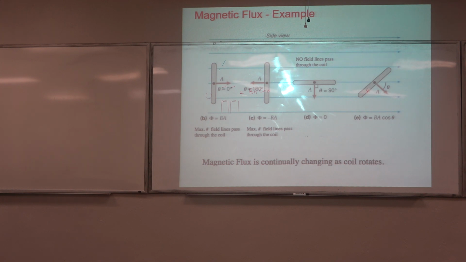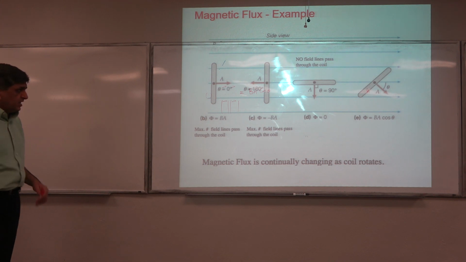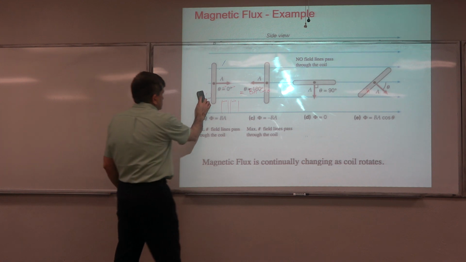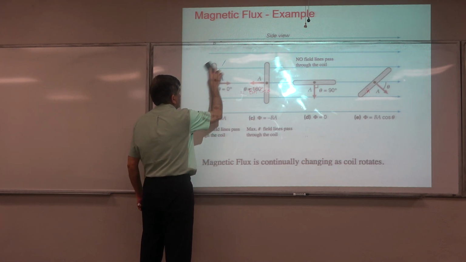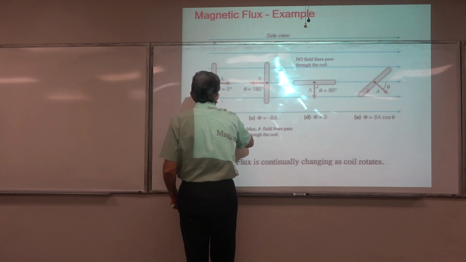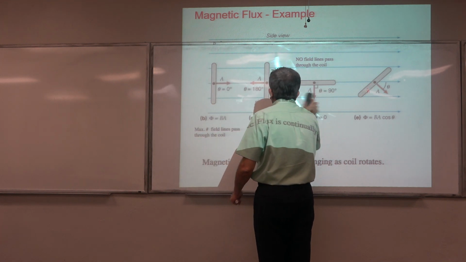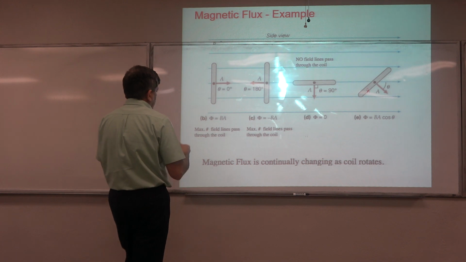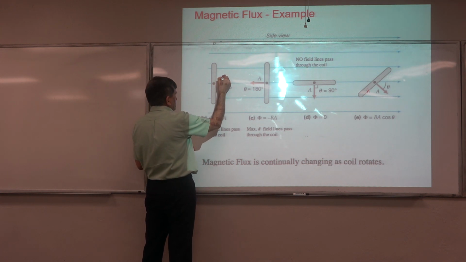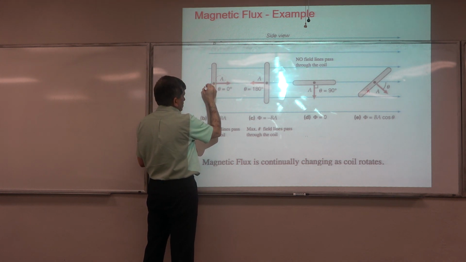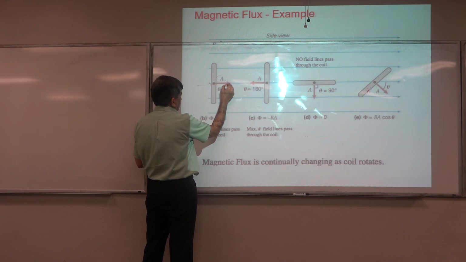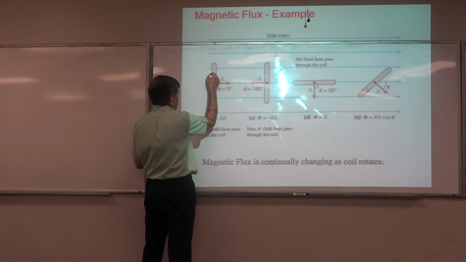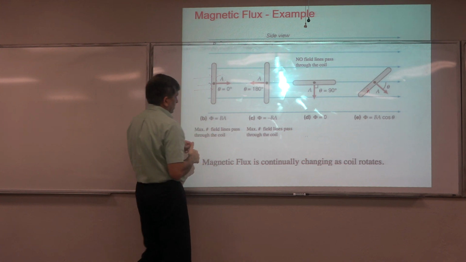So now here you can see the magnetic field lines. This is the side view of the coil. The area vector and the field lines are parallel to each other, the area vector is along the direction of the magnetic field line, so theta is 0.